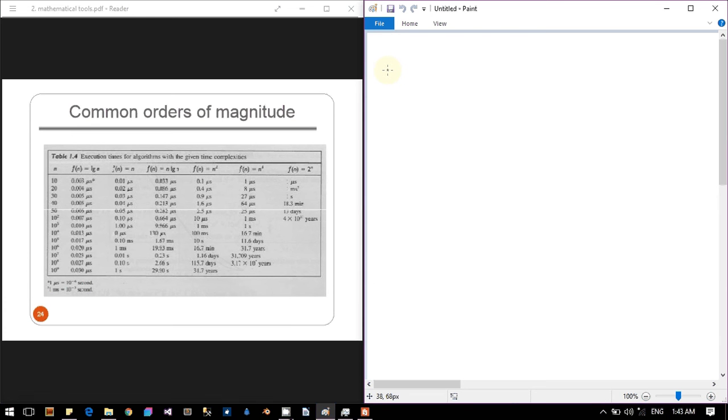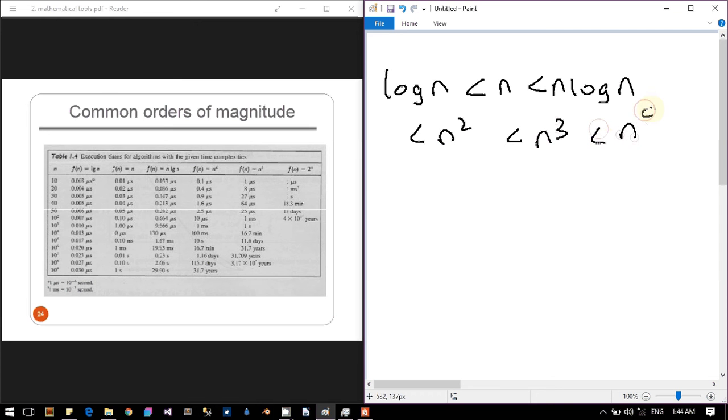From this slide, it said log n is smaller than n. n is smaller than n log n. n log n is smaller than n squared. n squared is smaller than n cubed and n to the 4 and so on and so forth. n raised to power 4 is smaller than 3 raised to power n, and so on and so forth.